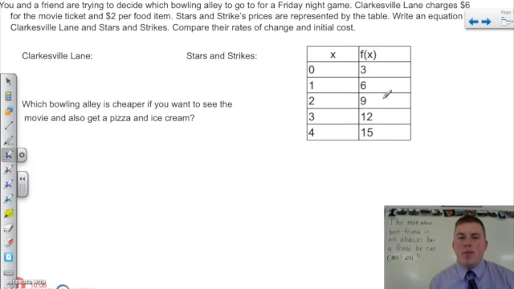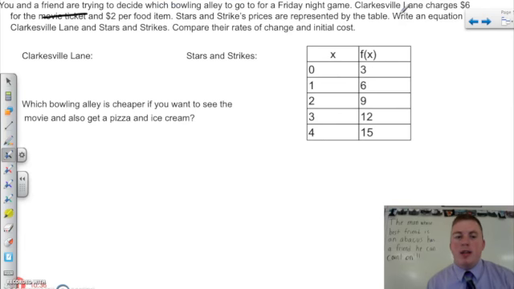Alright, one last example. You and a friend are just trying to decide which bowling alley to go to on a Friday night, and this is another example problem. It's not on your actual application, but you have one very similar, but this will give you an example to work that one since it's the only one on there. Now, Clarksville Lane is going to charge you $6 for a bowling game, and $2 per food item. We're going to have Stars and Strikes prices represented by this table here.